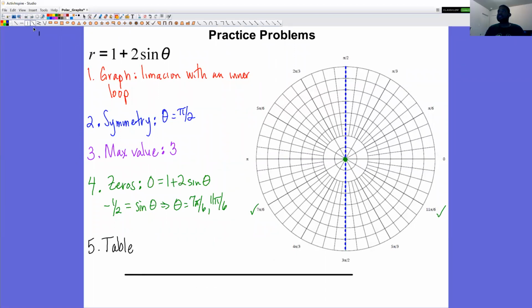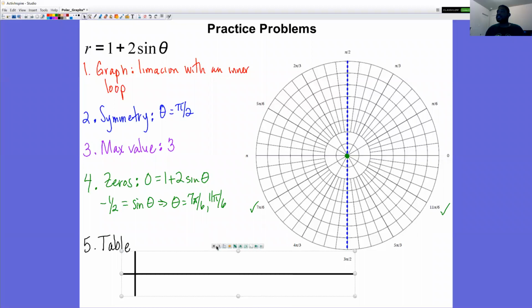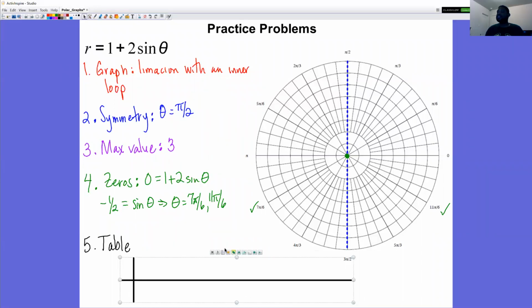I'm going to sketch a table here. Now you don't want to pick values you found in number 4 because you already considered those. You already know the r value is 0 there. So theta and r. And then I'm going to start with 0. If I plug 0 into my equation, I get 1. So on the 0 radial line, I'm 1 unit from the pole, which means on pi, I'm also going to be 1 unit from the pole.